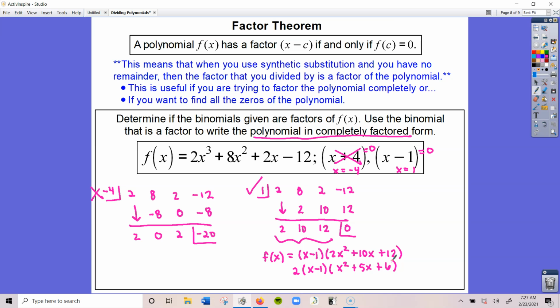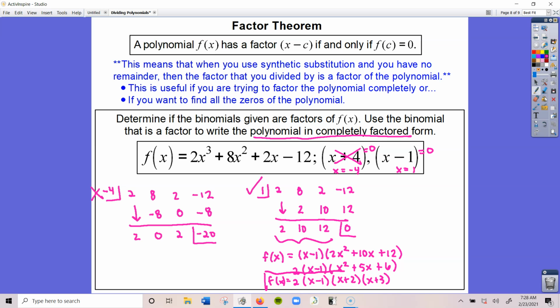Then this is just a regular quadratic that we can factor. The two numbers that multiply to give you 6 and add to give you 5 are 2 and 3. So my factors would be 2, x minus 1, x plus 2, and x plus 3. And this is my polynomial in completely factored form.